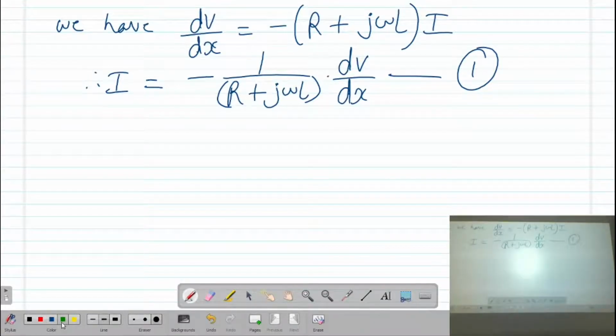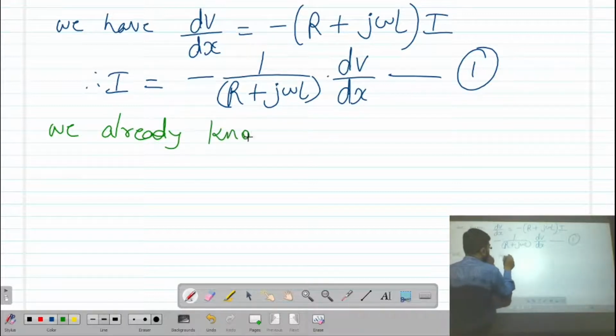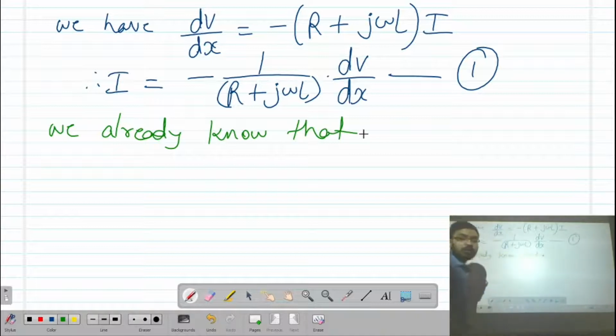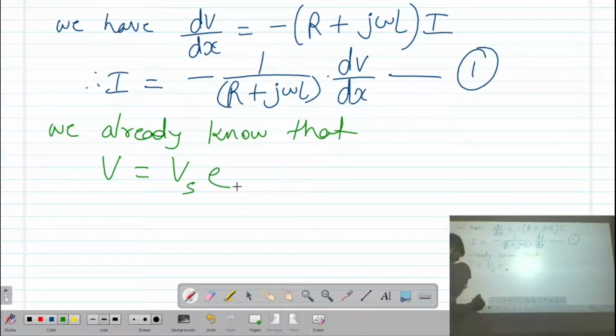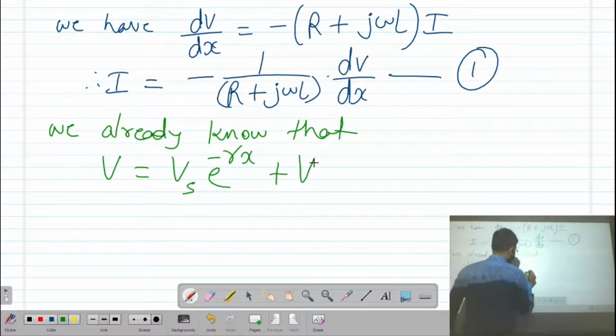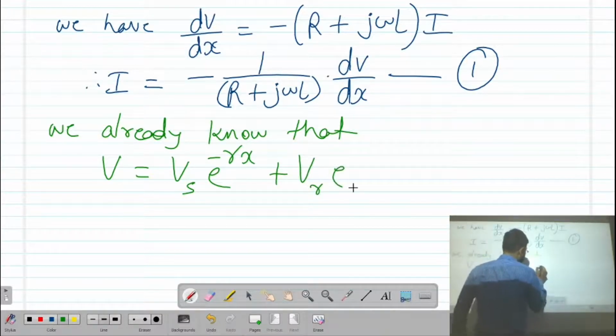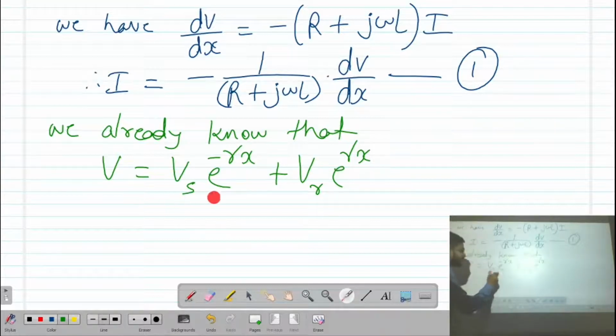Now, going ahead, we already know the equation of voltage, that is, total V is equal to Vs e raised to minus gamma x plus Vr e raised to plus gamma x, where this Vs is the sending wave voltage and this Vr is the reflected back voltage, right?